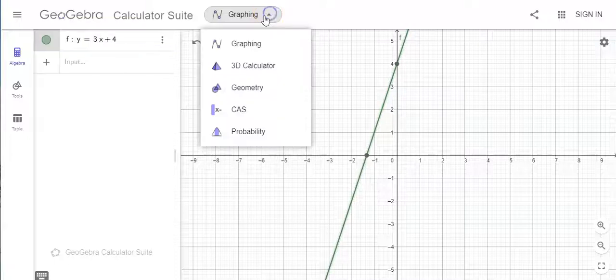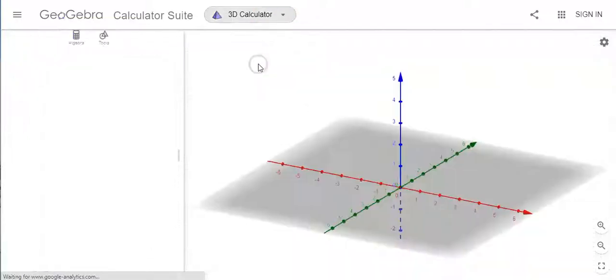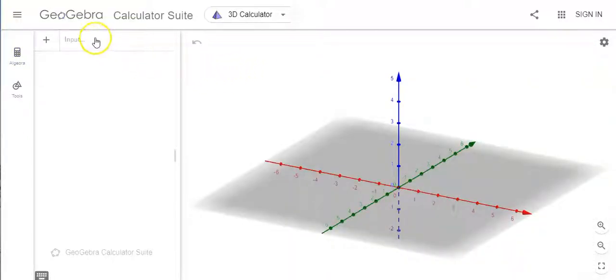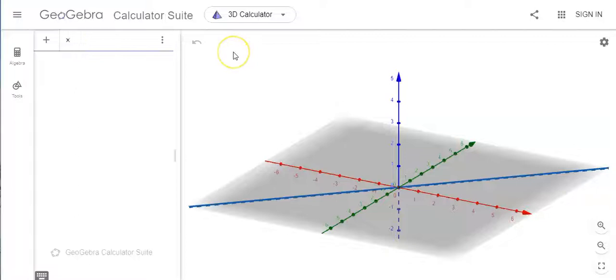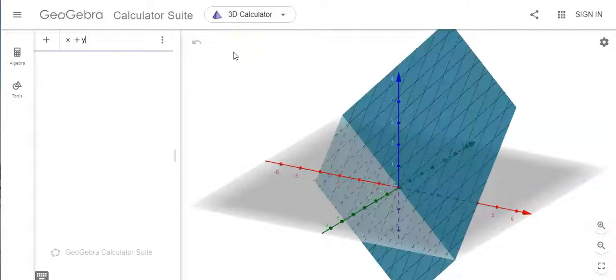Another kind of graph they have is a 3D calculator. And in looking at this and using it, it would have been really nice to have had when I was taking Calc 2 and Calc 3. So we're going to start by putting in x. We're going to add y. And you can see we get a 3D shape.